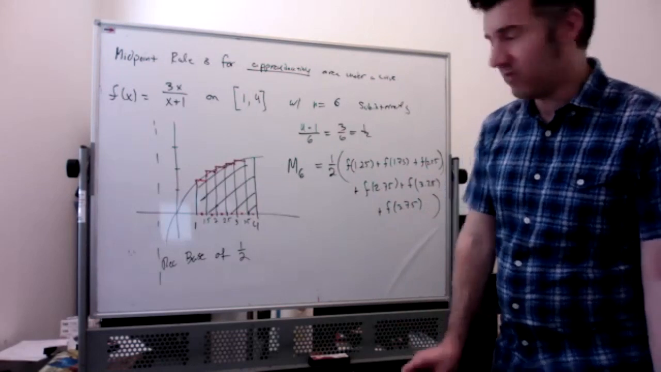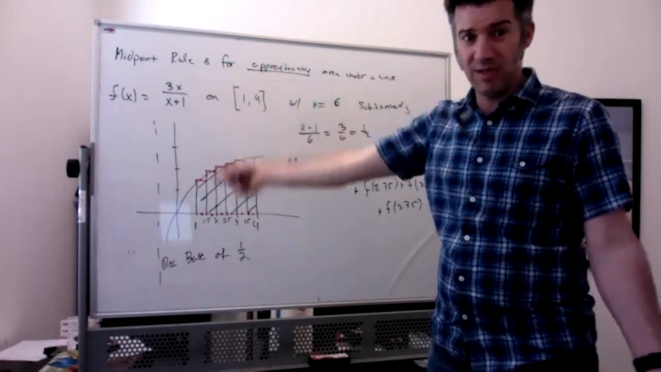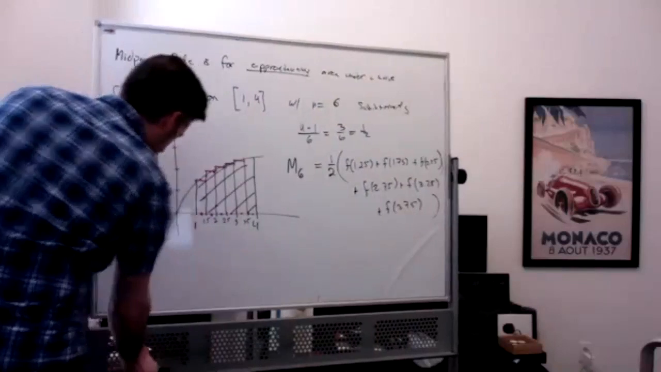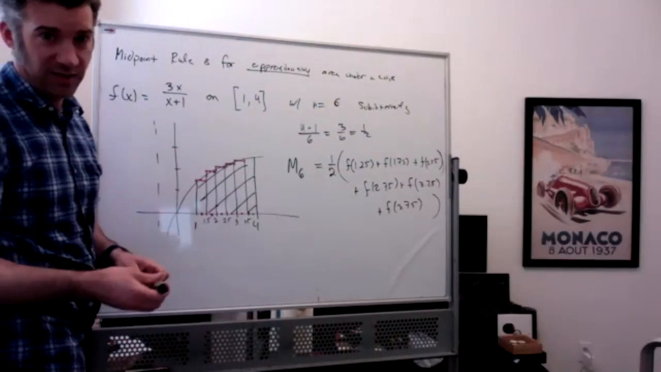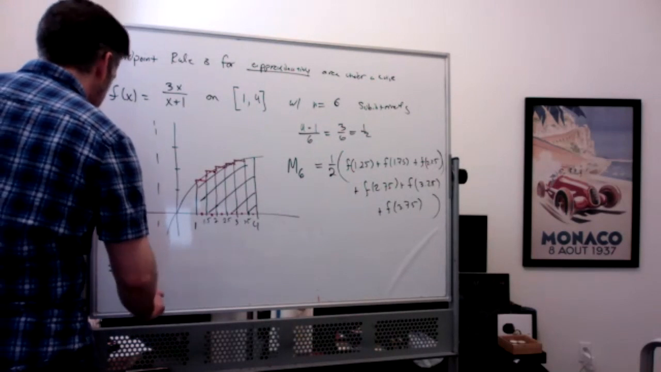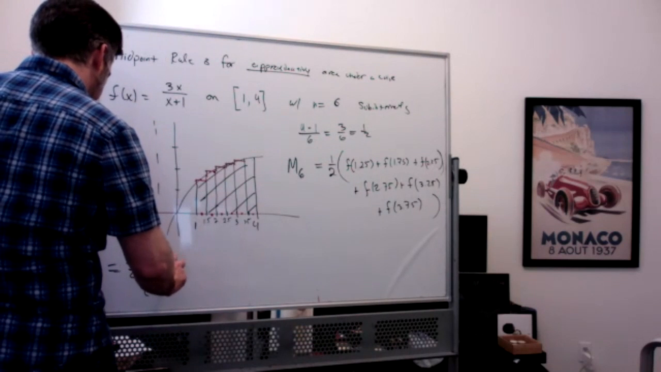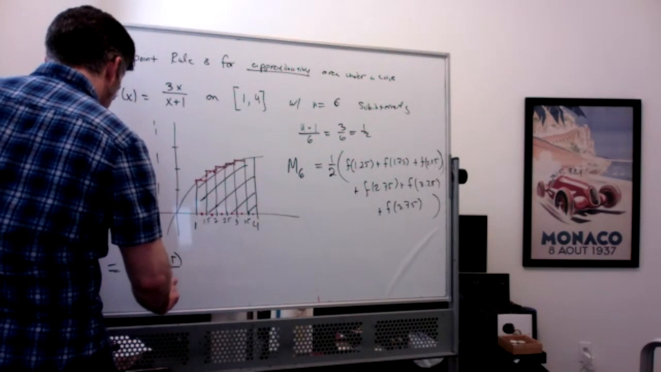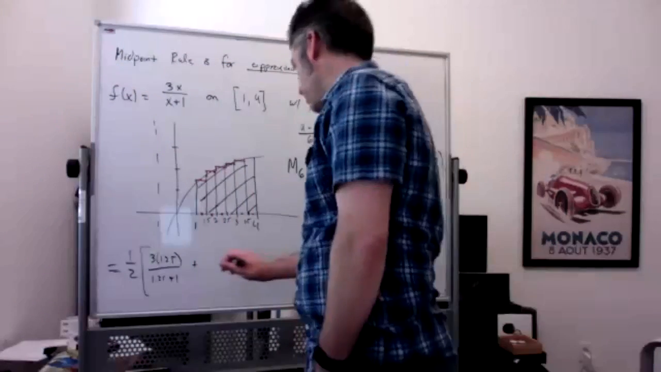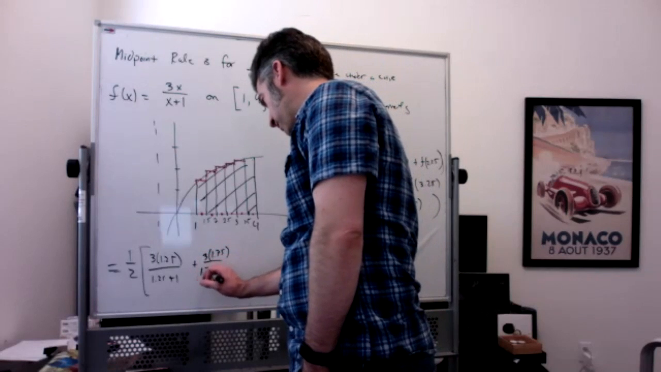But then you have to take all this and plug them into that function and then probably use a calculator. So doing this, it's really kind of gross. We're going to get, and I'm not going to calculate this because it's a pain, 1/2 times, let's see, I'm going to plug in, so we get 3 times 1.25 divided by 1.25 plus 1. And then I'm going to get 3 times 1.75 divided by 1.75 plus 1.